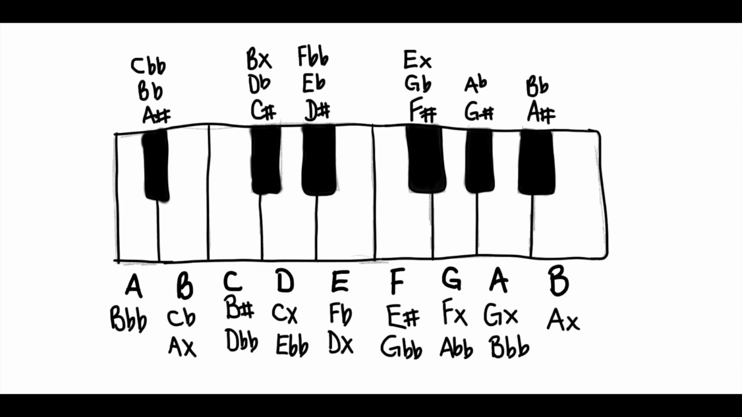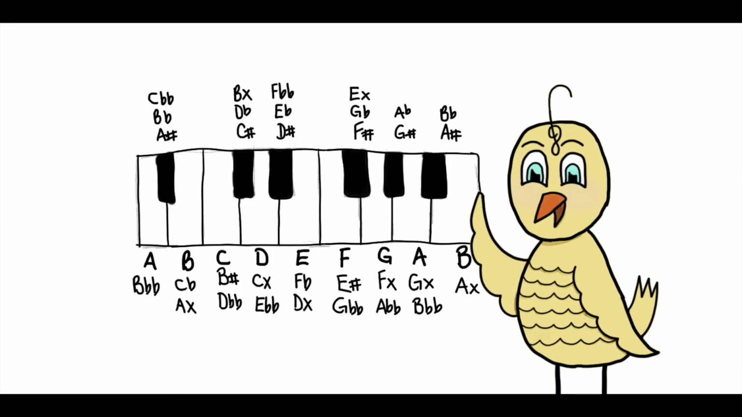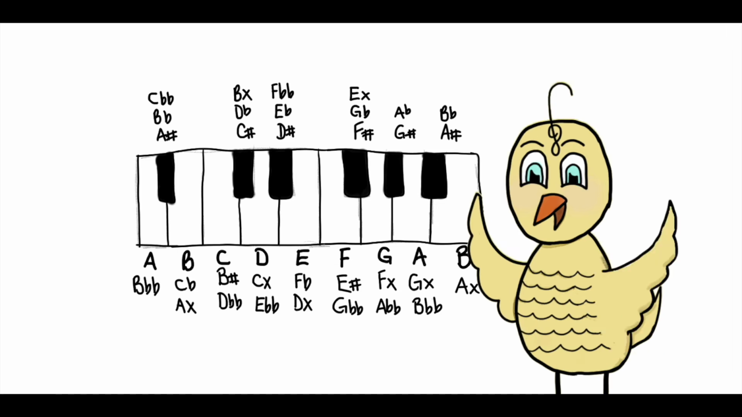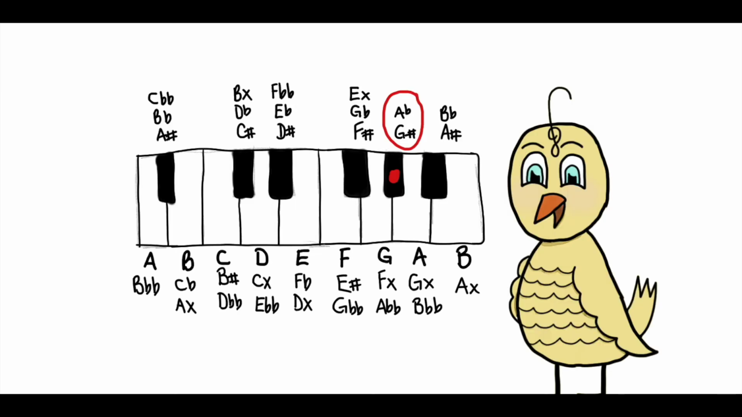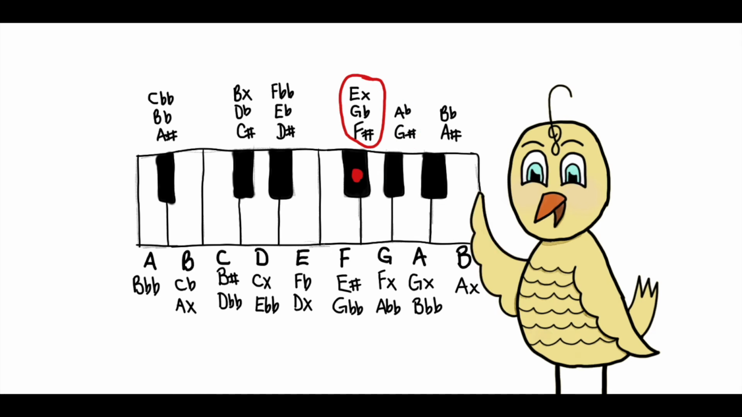Now, if you've noticed that certain keys have more than one name above them, then you've just discovered what enharmonic spelling is. It's when the same pitch has 2 or more different names. So a G sharp and an A flat both sound the same in pitch. The same goes with the G flat, the F sharp, and the E double sharp.